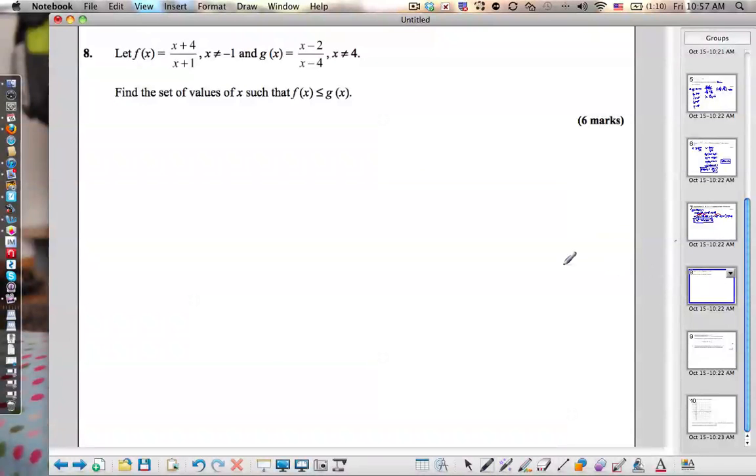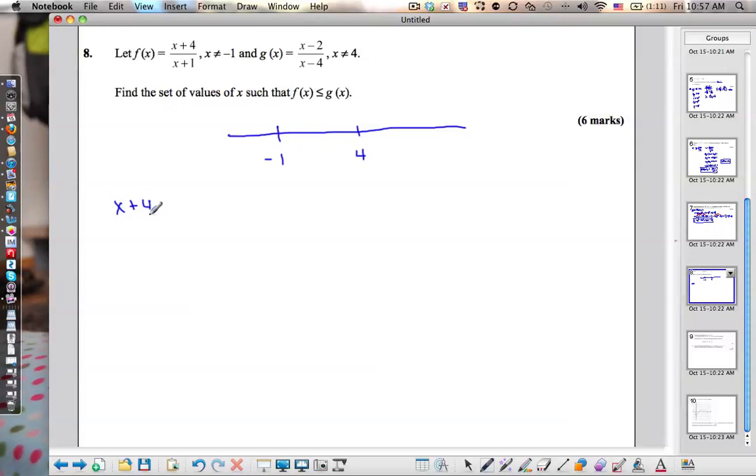Okay, so the next problem says take f of x and g of x, find the set of values that f is less than or equal to g. So I do this probably different than some teachers. I like to make a number line, so I can't put in negative 1. It tells me I can't, but if I put in negative 1, that's a vertical asymptote. If I put in 4, that's also a vertical asymptote. And then I'm also going to plug in where these two functions are equal.